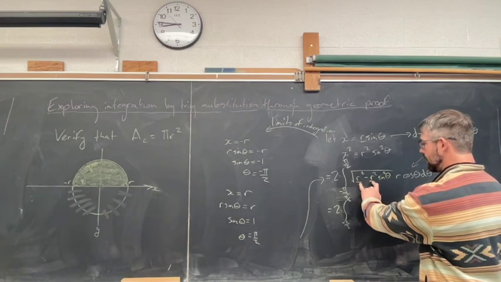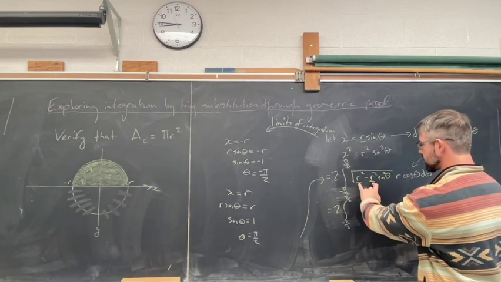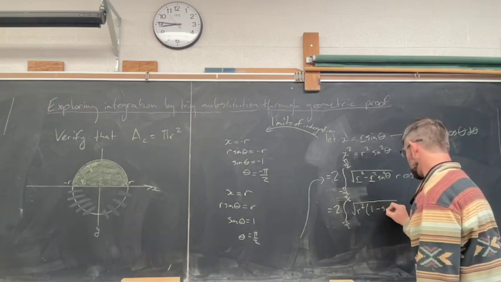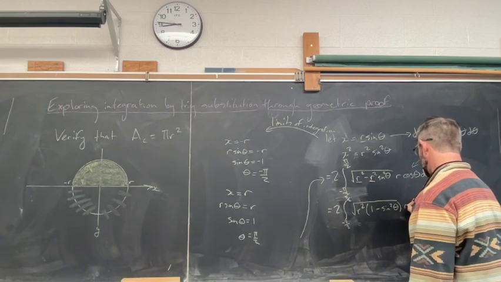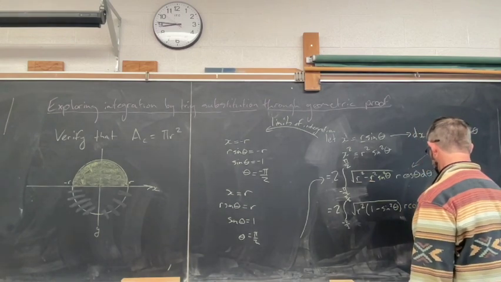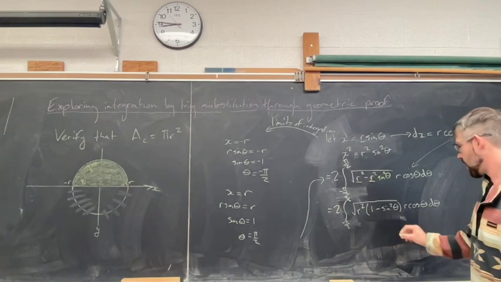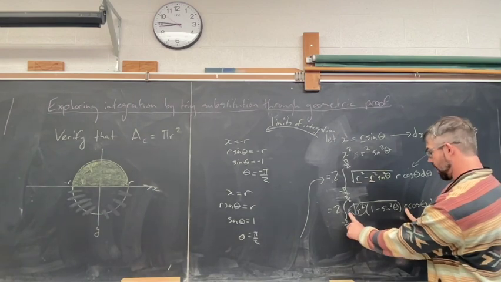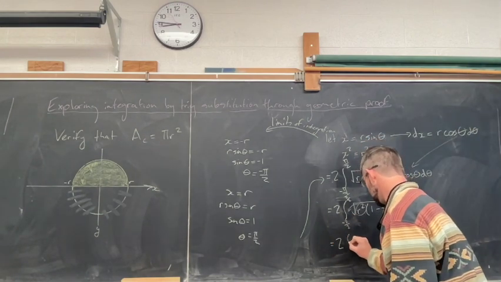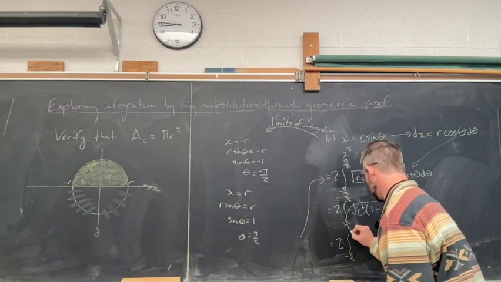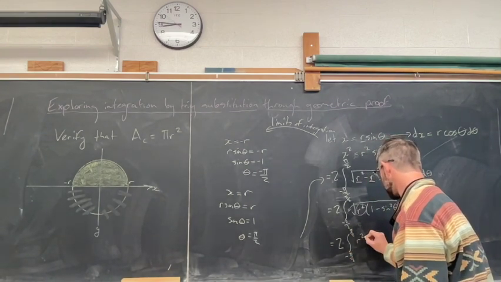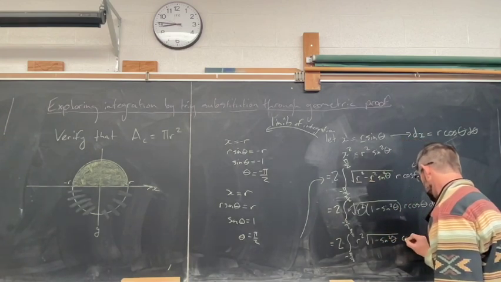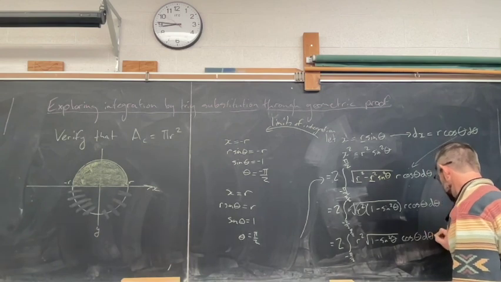As I had mentioned before, I'm going to common factor out an r squared. So this is going to be the square root of r squared, 1 minus sine squared theta, times r cosine theta d theta. Then next, I'm going to remove this r squared from the radical, which will combine it with this r. So this will be 2, from negative π/2 to π/2, r squared, root of 1 minus sine squared theta, cosine theta d theta.